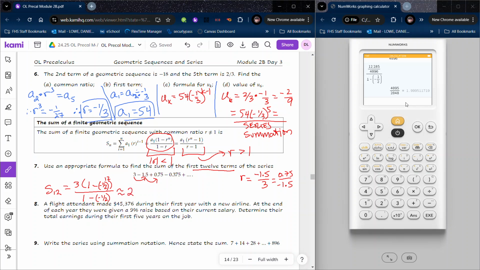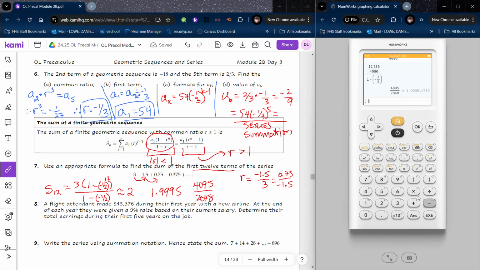And so I see that this sum is approximately 2. It is 1.9995, so it's approximately 2. Exactly would be 4,095 over 2,048. If you wanted to, you could have done this a slightly different way by saying my ratio is negative 1/2.